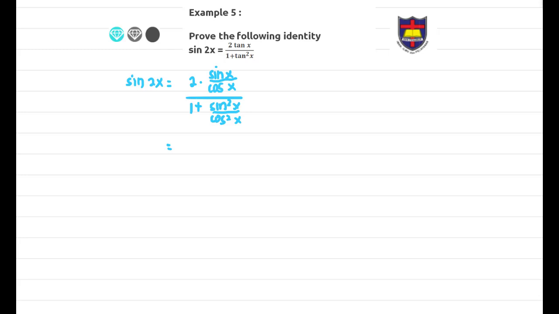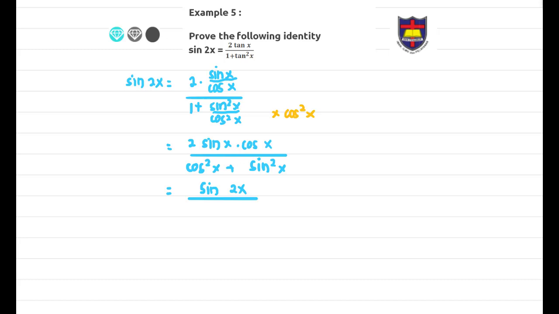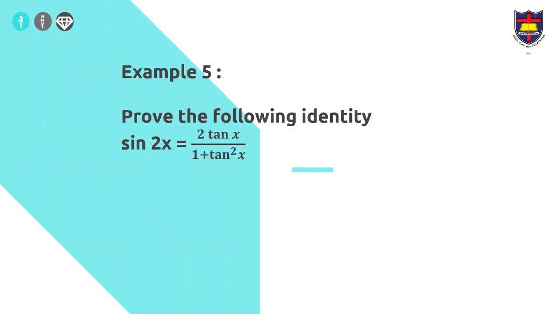Now I will multiply all by cos square to eliminate the denominator, so the result becomes like this. Next, we know that the denominator is the formula for sine 2x. And at the numerator part, we have cos square plus sine square, which is 1. So then, I can prove that the identity is the same. So, that is our third diamond point.